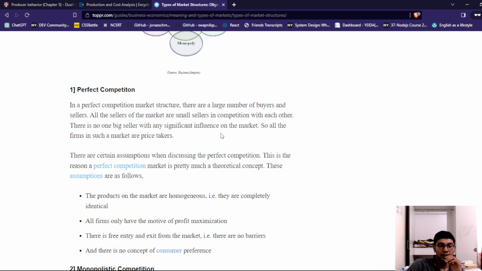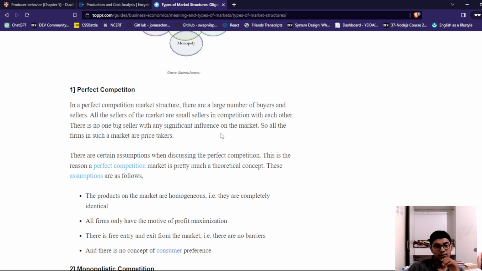Perfect competition. In the perfect competition market structure, there is a large number of buyers and sellers. All the sellers in the market are small sellers and compete with each other. There are no big sellers with significant influence on the market. So all of them in such a market are price takers.